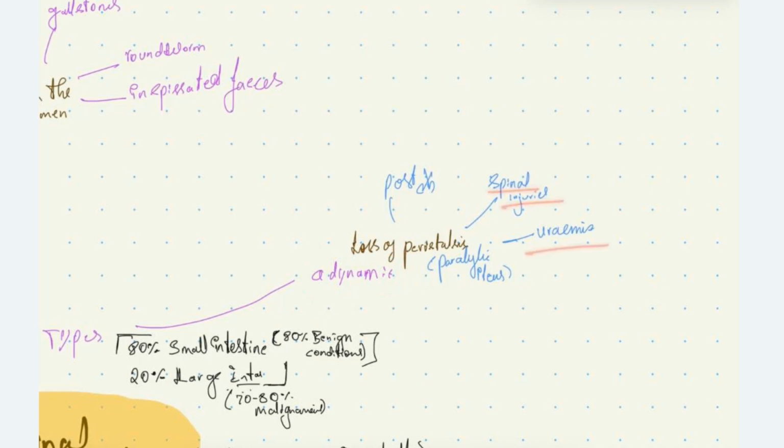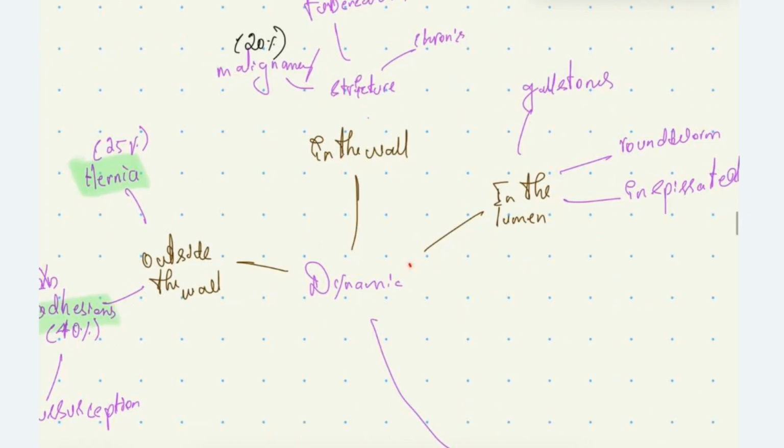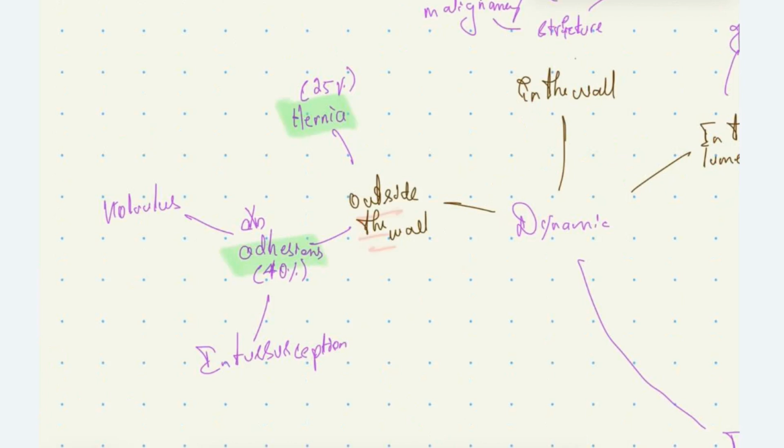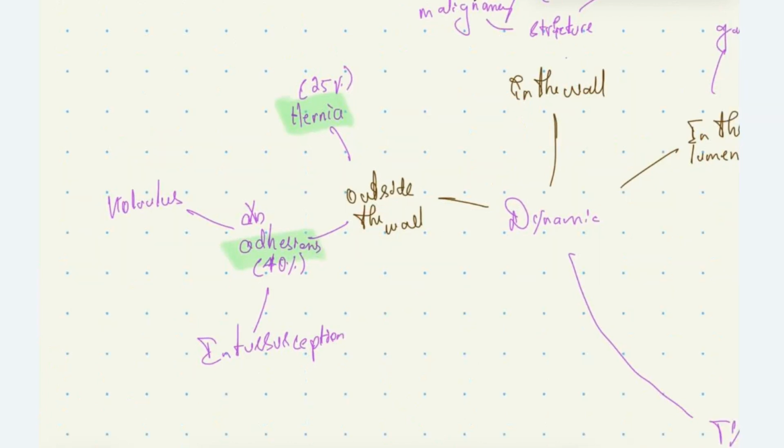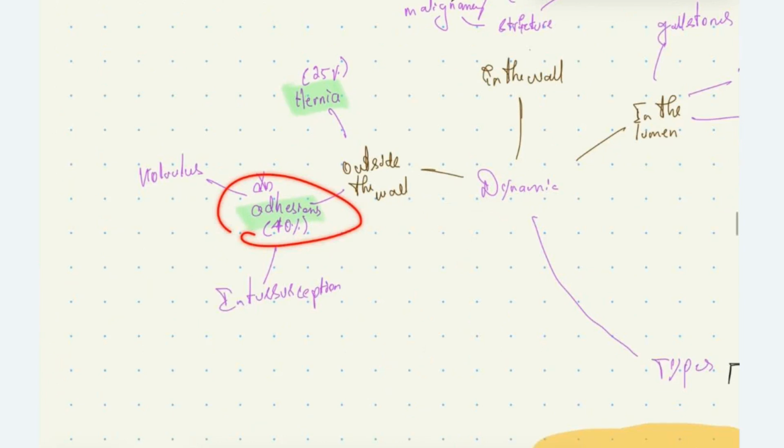Coming to dynamic obstruction, which is a mechanical obstruction, the causes outside the wall are the more common ones. Adhesions are the most common cause of intestinal obstruction. Seen in 40% of patients, adhesions are the cause for intestinal obstruction.